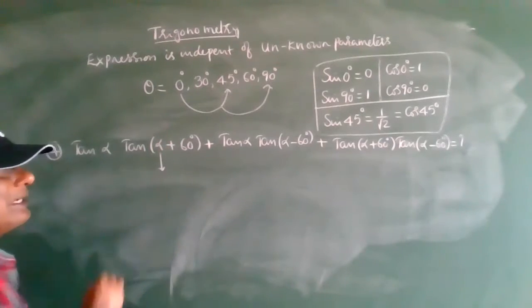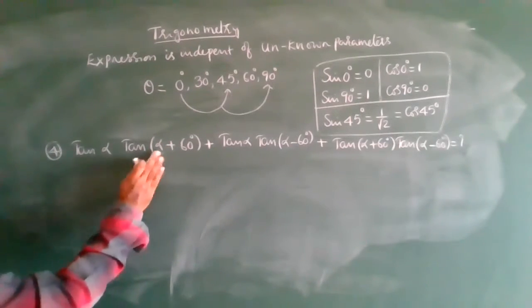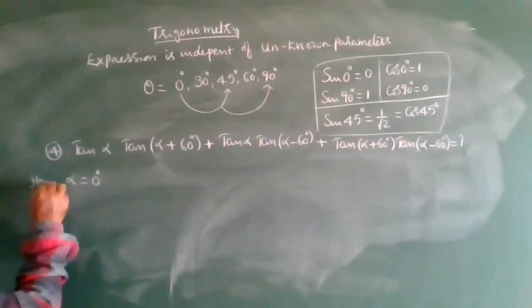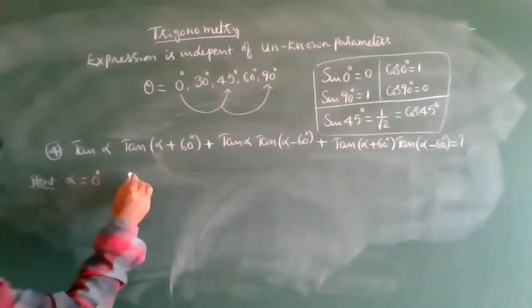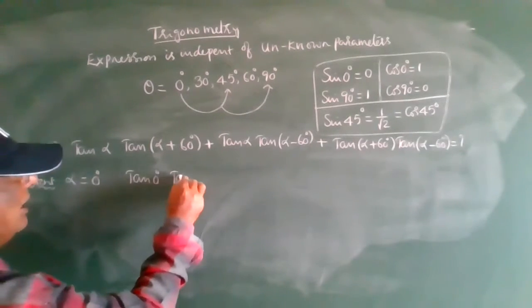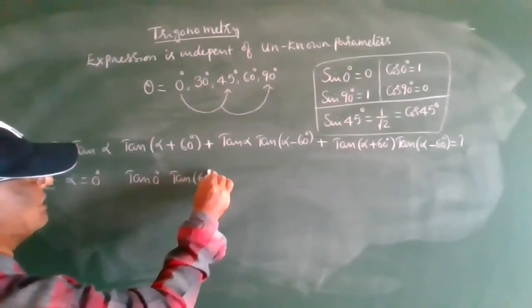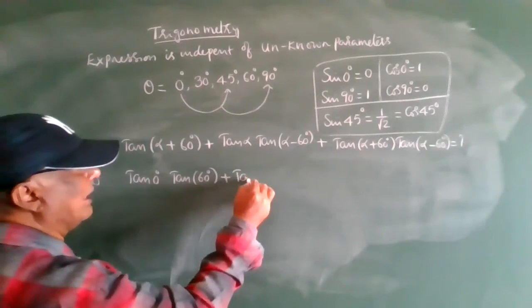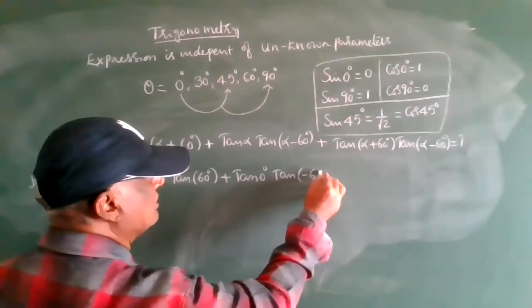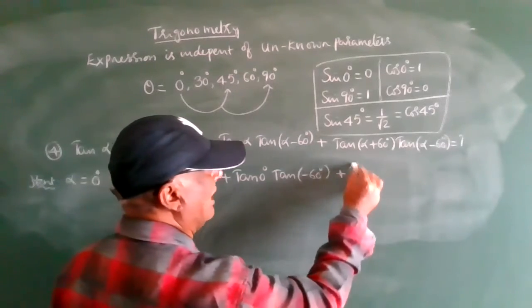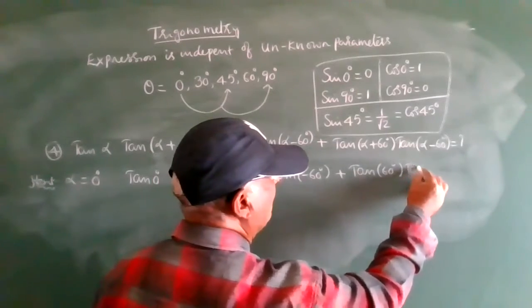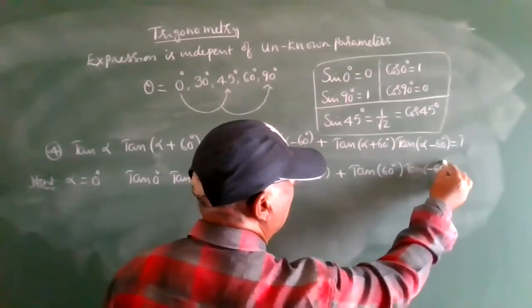Unknown angle is there. That is the alpha only. Immediately we take alpha is equal to 0 degrees. I will take alpha is equal to 0 degrees. Now tan 0 degrees is 0 and tan of 0 plus 60 is tan 60 degrees. Tan 0 degrees, tan of 0 minus 60 is tan of minus 60 degrees, plus tan of 0 plus 60 is tan 60 degrees. Tan of 0 minus 60 degrees is tan of minus 60 degrees.